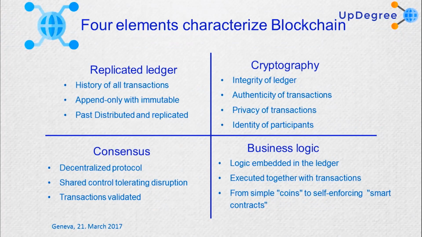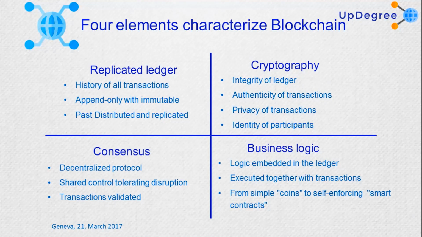So for the characterization of blockchain, on the right hand corner I see cryptography. Why cryptography? We have understood hash. We have understood SHA-256. So why cryptography? Because it brings in the integrity of the ledger. It shows the authenticity of the transaction. It increases the privacy of the transaction, and it helps in the identity of participants.